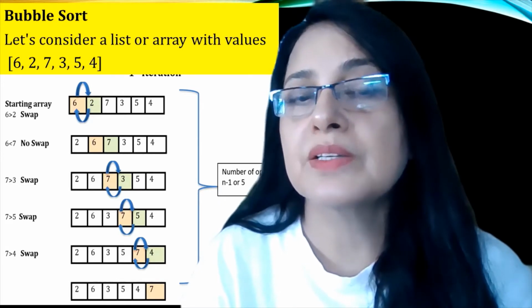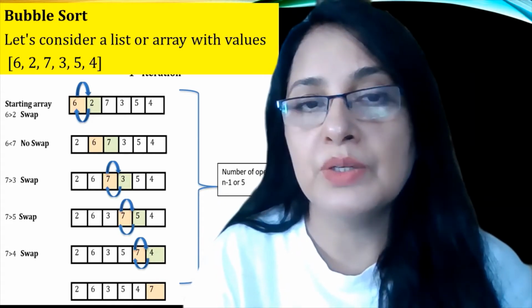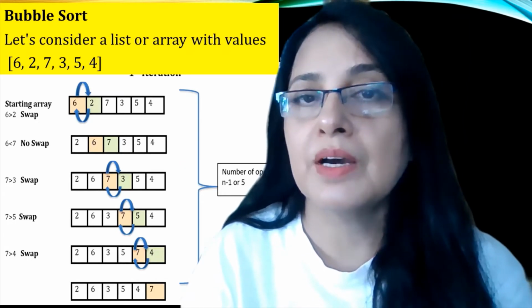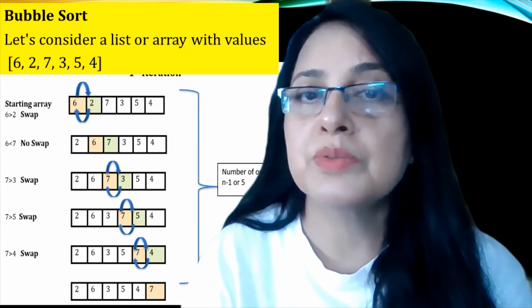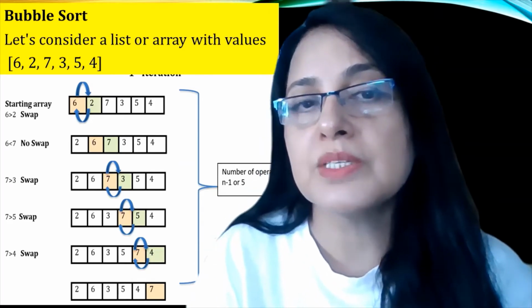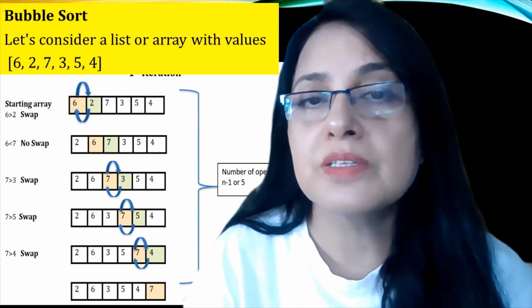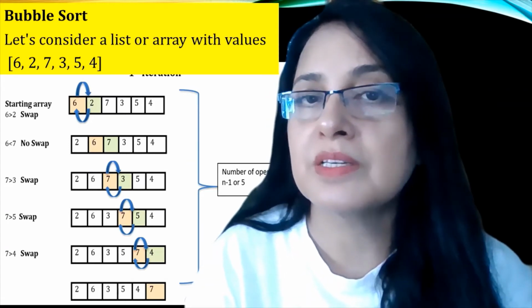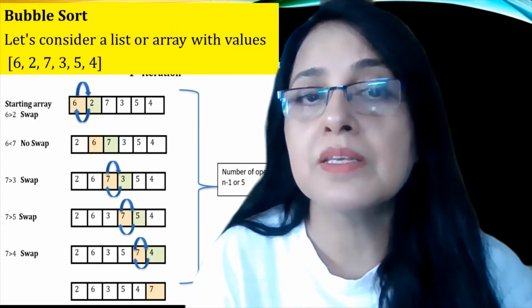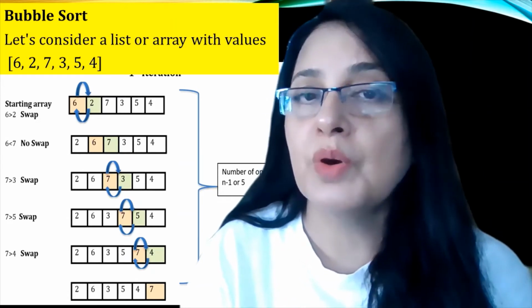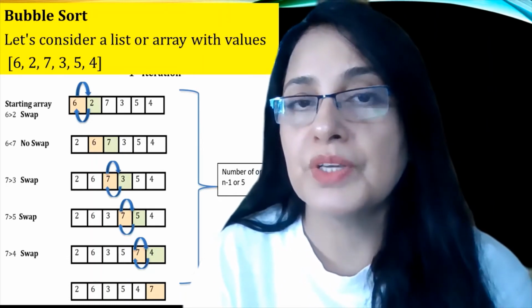Index 3 and index 4 are compared and the values are swapped. Index 4 and index 5 are compared and the values are now swapped. And we notice that at the end of the first iteration, the largest number has been moved to the last place. That means it has bubbled to the last place. Now, in the next iteration, this will no longer be compared to the rest of the elements.